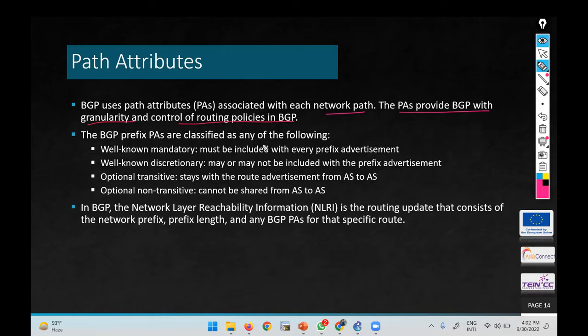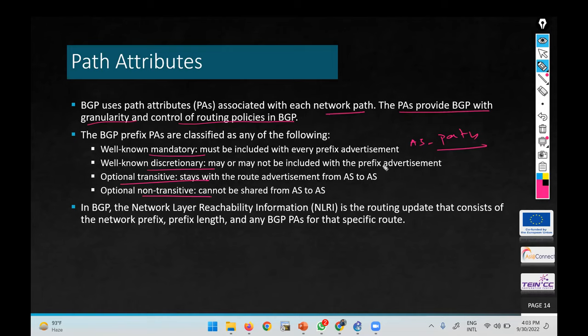So BGP prefix path attributes are classified into four sections: well-known mandatory, well-known discretionary, and optional transitive and non-transitive. What does that mean? BGP always sends updates with path attributes. If we check the BGP updates table, then we'll find some mandatory attributes with the BGP updates, like path attributes. So it's the mandatory field, and there are also some well-known discretionary attributes that may or may not be included with the BGP advertisement.